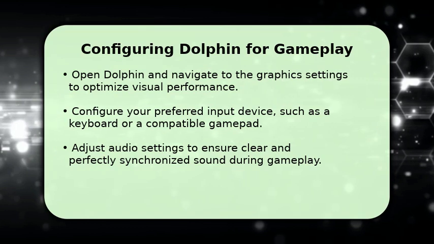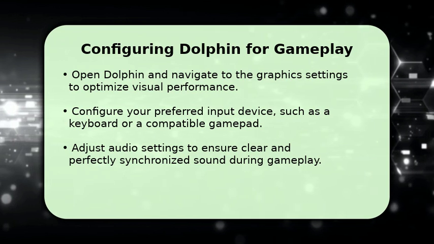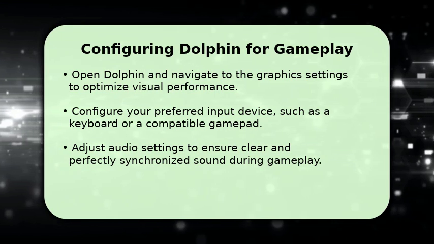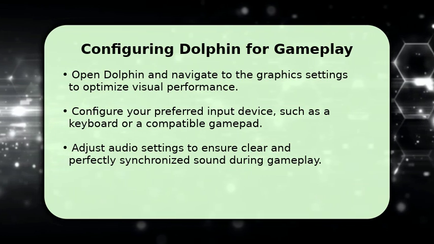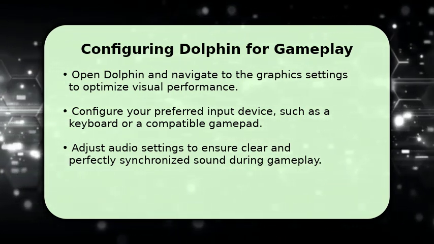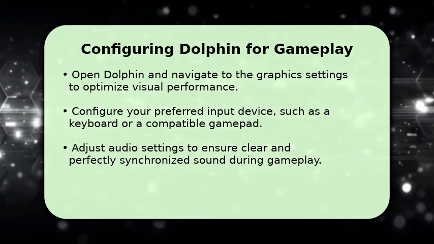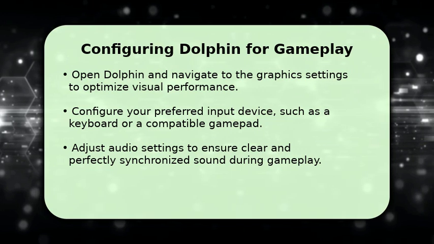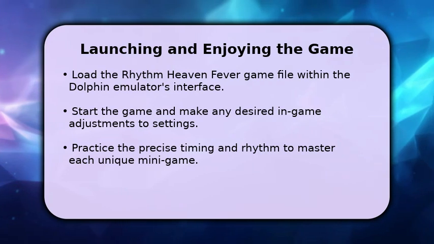With Dolphin installed, it is time to configure it for the best experience. Open the emulator and head to the graphics settings. Here you can optimize visuals for your system, balancing quality and performance. Next, set up your controls. You can use your keyboard, but a gamepad often provides a more authentic feel for rhythm games. Finally, check the audio settings to ensure sound is crisp and perfectly synchronized, which is absolutely vital for Rhythm Heaven Fever's timing-based gameplay.